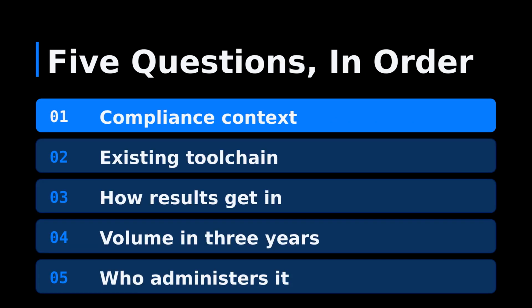So how do you actually come to a decision? There are 5 questions you can answer for that. What does your compliance context require? That constrains the hardest, so answer it first. Then, where does the rest of your tool chain already live? How do automation results get in, like over API, CI plugin, or manual import? How many test cases and runs will exist in the upcoming years? And who administers this, and is that person funded?